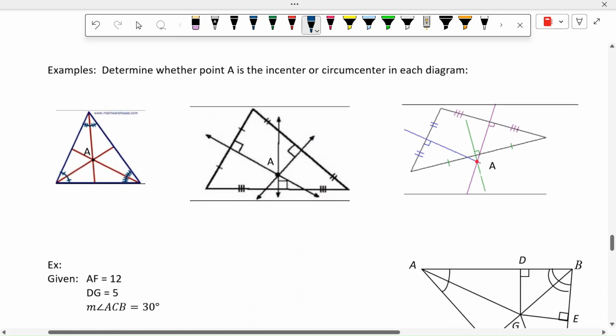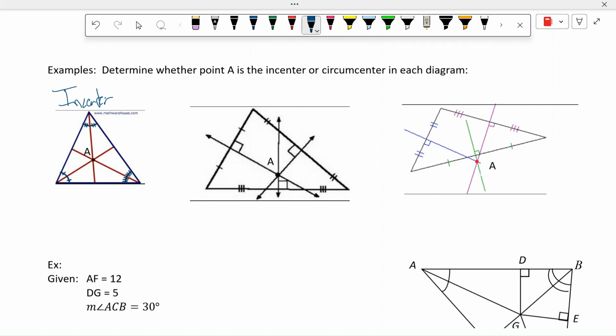Let's get into some examples because that's a lot of information so far. It says determine whether point A is the incenter or circumcenter in each diagram. So my first one, point A, we have an angle bisector, an angle bisector, an angle bisector. By definition, that means point A must be the incenter. Example 2. If I look at the markings, this is a perpendicular bisector, perpendicular bisector, perpendicular bisector. They're coming together at point A. That is the definition of a circumcenter.